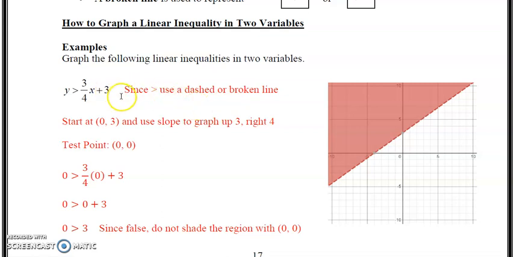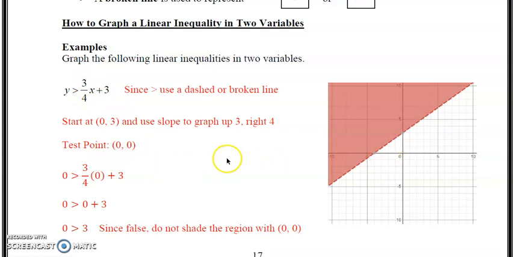It's already in the form y equals mx plus b, so for this particular graph, we could start at (0, 3) because we know the y-intercept is the b value, the plus 3 here. And then I just used the slope of rise over run, so up 3, right 4 is the 3/4, and that's your m value, your slope.